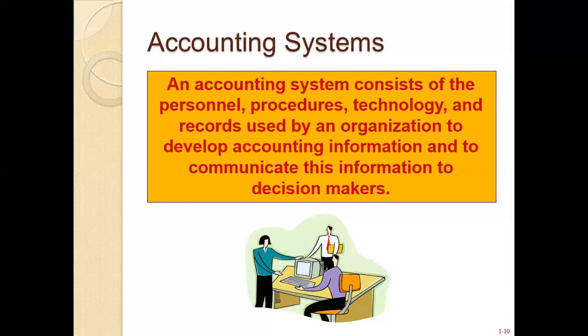Fine. Accounting information will be developed with the help of personnel, the different procedures they adopt, and some technological tools, and all these things help record the business transactions, so that a business will be able to produce the accounting information. And when accounting information is produced, it can easily be communicated to the decision maker. Okay, this is the first thing: how the accounting system is produced.